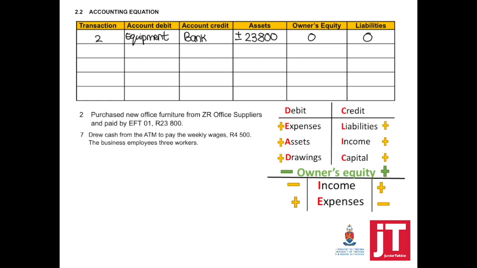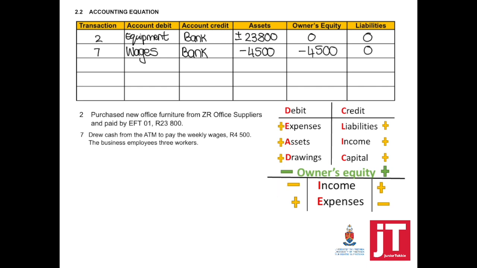On day 7, drew cash from the ATM to pay the weekly wages, 4,500. When payment is made, bank is always credited, the rest is debited. So wages is going to be debited. Bank is an asset which will decrease on the credit side. Wages is classified as an expense. Because our expenses increase, this will have a negative effect on the owner's equity.